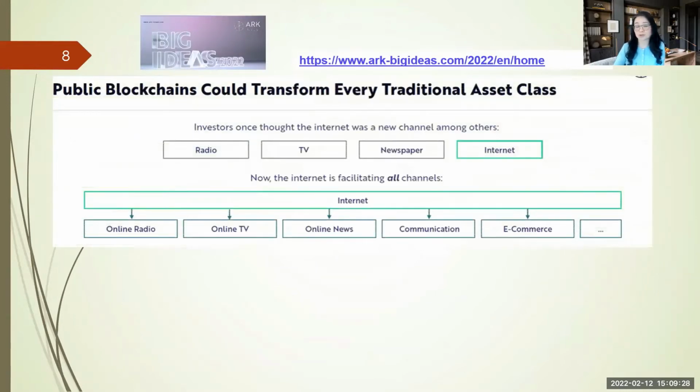I'm going to borrow a chart from ARK Invest's Big Ideas 2022 to understand the role of blockchain for our economy. In the past, when we started to have the internet, we used to think the internet was just one of the possible channels for us to receive information and to record transactions, along with radio, TV, and newspaper. But over the last two to three decades, the developing internet has demonstrated that it is in fact an infrastructure on which we can build all kinds of channels to receive information, to communicate, and to enable transactions.